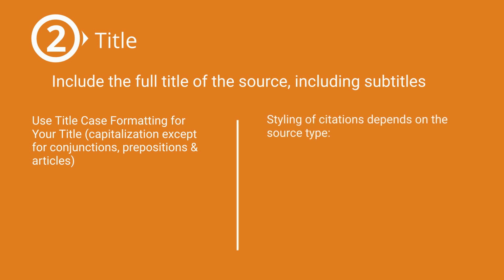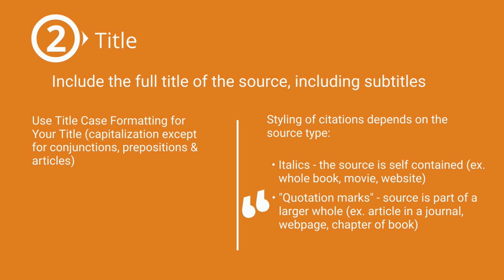The styling of the title depends on the type of source you're using. Italics are used when the source is self-contained, such as a whole book, movie, or website. Quotation marks are used when the source is part of a larger whole, such as a chapter from a book. If you are providing a description of a source without a title, no styling is necessary.